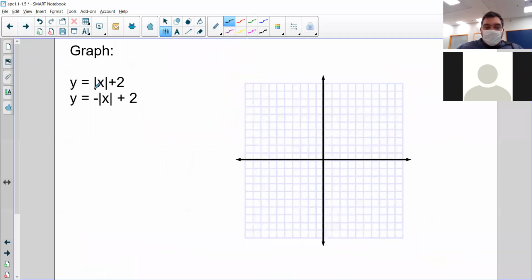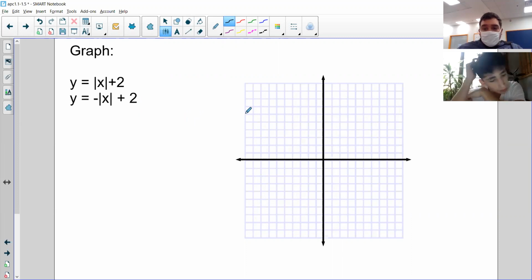So we're going to go right to the next page. We have the absolute value of x plus 2. So this is your baseline, and then something where you put a negative in front and see how that changes. So let's talk about this one first. I'll do it in black.